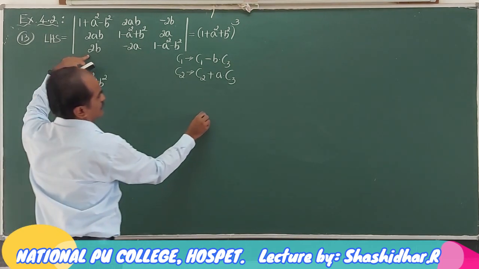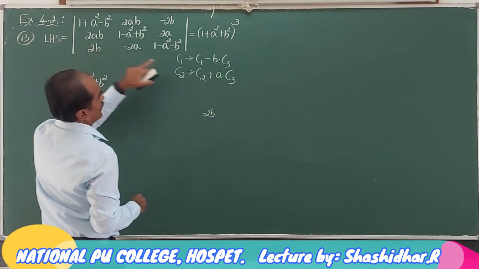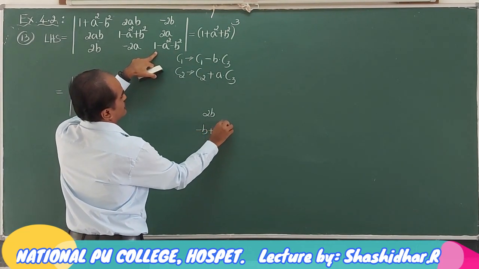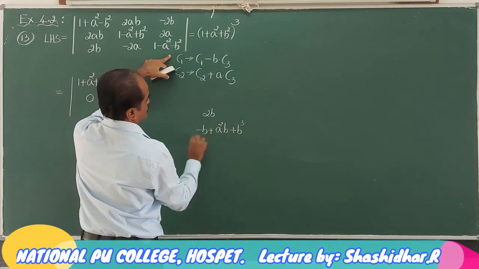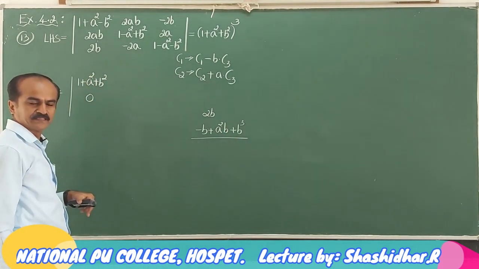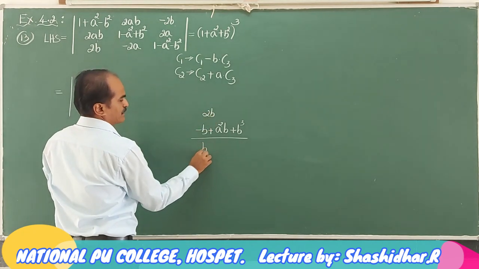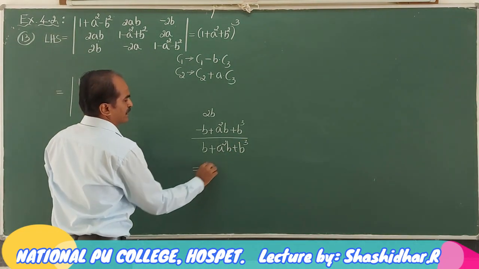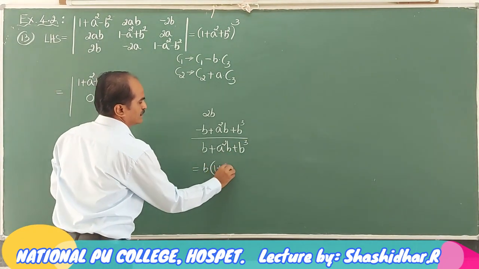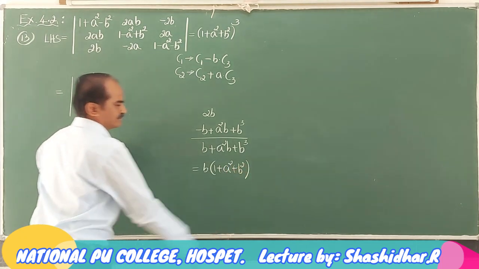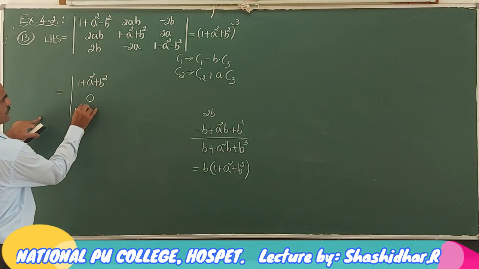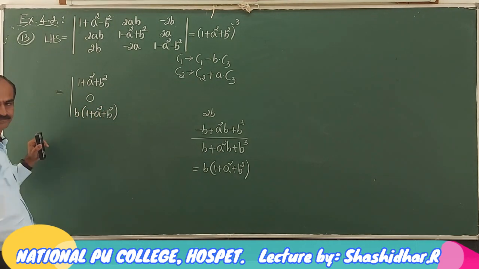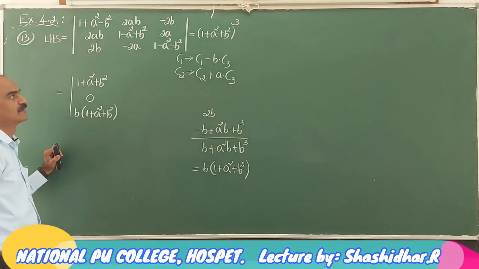Now, here 2b is there. Then, I multiply this with minus b. What you are going to get? Minus b plus a square b plus b cube I get. Adding this, what you are going to get? 2b minus b plus a square b plus b cube. Now you take b common. What do you get? 1 plus a square plus b square. So let me write here. It is b times of 1 plus a square plus b square. I hope you understood. Now second column.